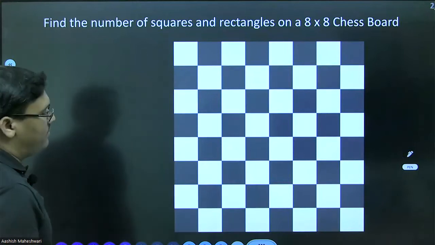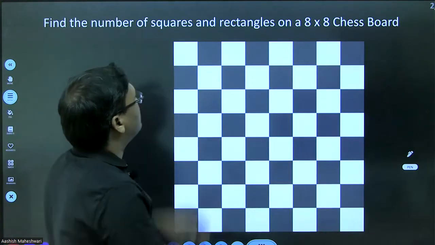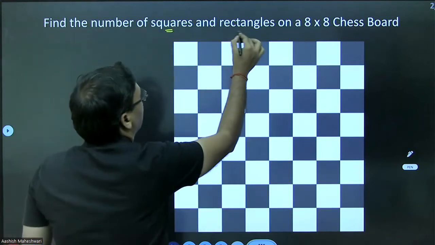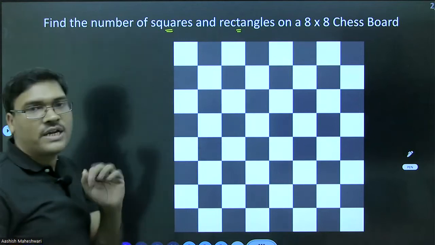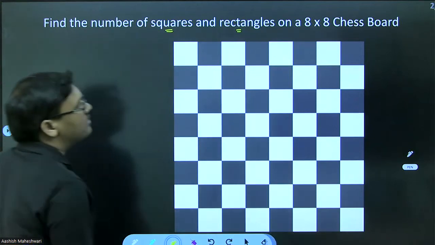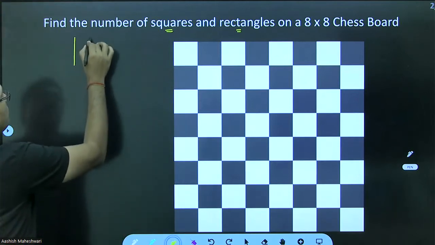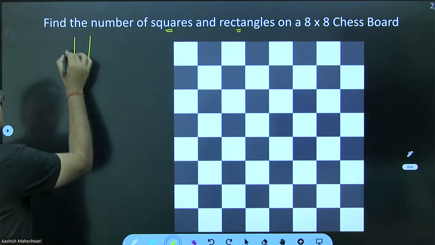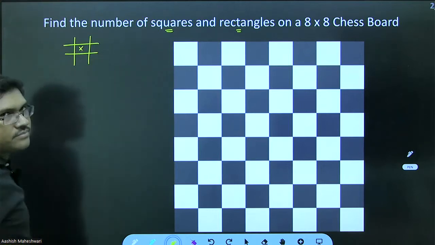The question is, we have a standard 8 cross 8 chessboard. We have to calculate the number of squares and the number of rectangles. Let's first understand how to calculate the number of rectangles. For any rectangle, I require 2 vertical lines and 2 horizontal lines. I can have this rectangle. This will be the rectangle, correct?